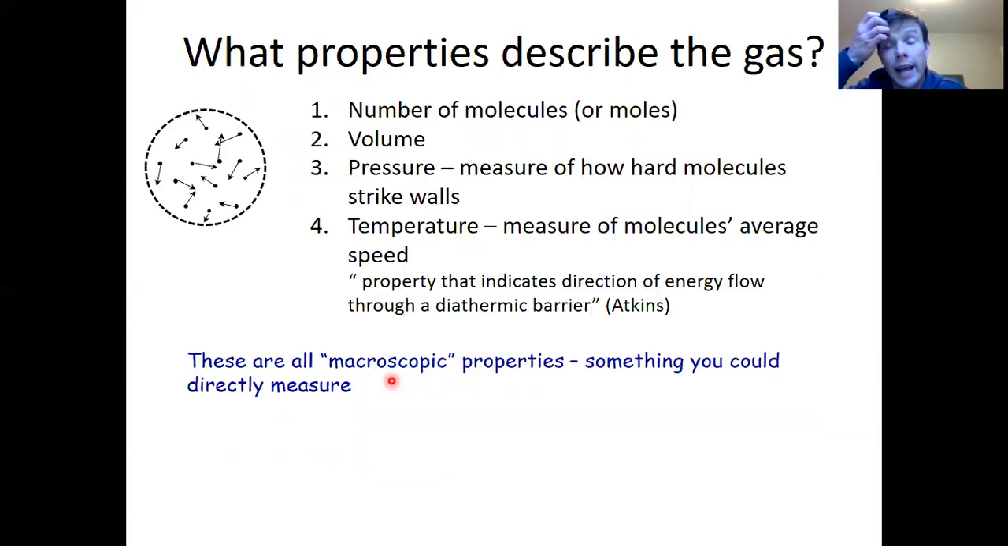If you actually look in Atkins, what you'll see is that he defines temperature a little bit different. It's defined as the property that indicates direction of energy flow through a diathermic barrier. That basically means if I have two things at different temperatures and I put them in contact with one another, I can tell you which way energy will flow, right? We'll talk about this throughout the semester. It's not critical to know right now, but just be aware that we're here talking about macroscopic properties of these systems.